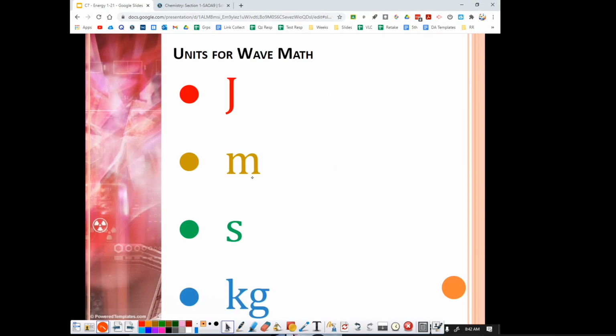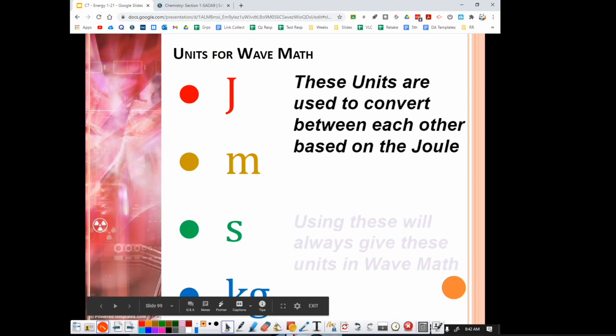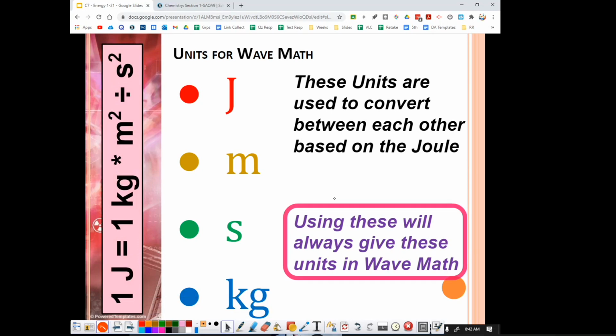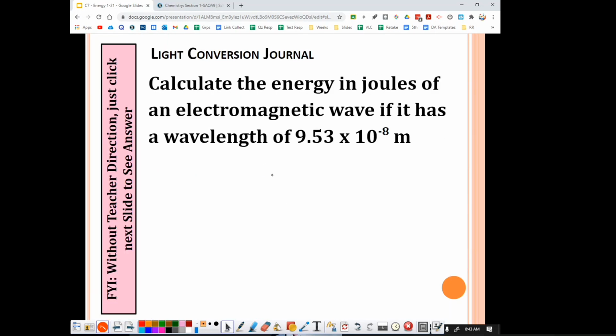Now, the units for wave math should be these four. You should always use joules, meters, seconds, and kilograms. Always using these four means your answer will be one of those four. And it's all based on the idea of what a joule is. A joule links kilogram, meters, and second. This makes joule the second most useful unit in chemistry, the first being the mole. The mole does more than the joule, but the joule is pretty darn useful, and you'll see the joule in physics for those of you who take it. So you always want joule, meter, second, kilogram. And you always get joule, meter, second, kilogram.